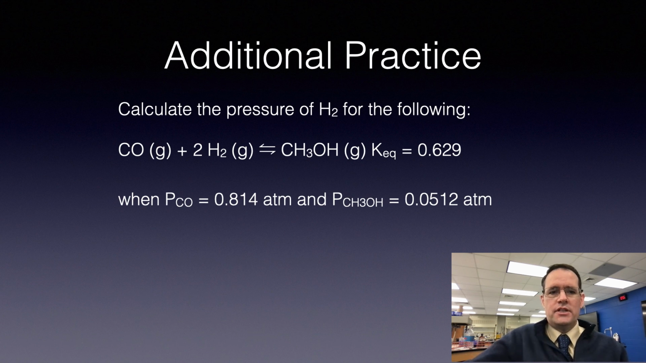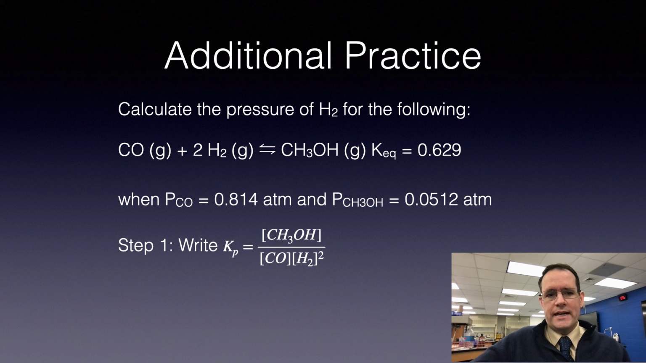All right, let's do an additional practice problem. Here we're asked to calculate the pressure of hydrogen. So hydrogen is a reactant, and the other two chemicals are gases, and we have pressures for those two, and we have an equilibrium constant. So we're basically solving for just hydrogen. So step 1, write out a Kp expression. It's going to be products over reactants. Make sure you're squaring the hydrogen because there's a 2 in the balanced chemical equation.